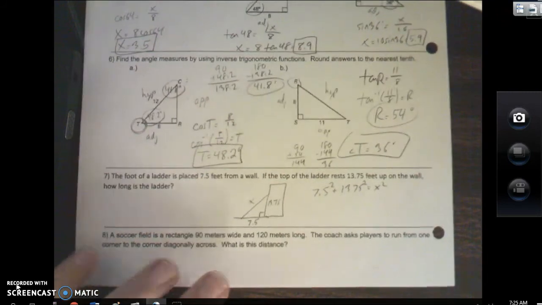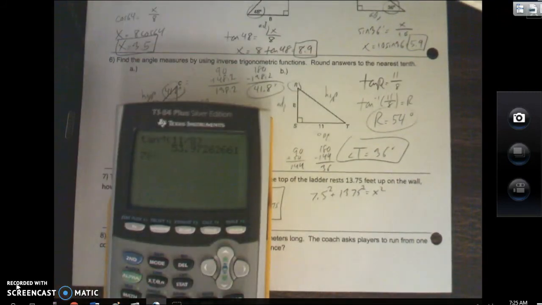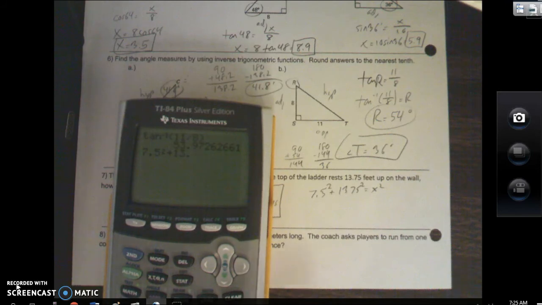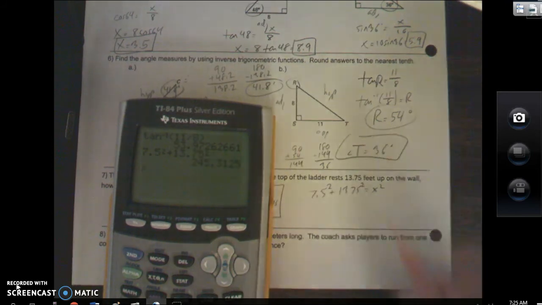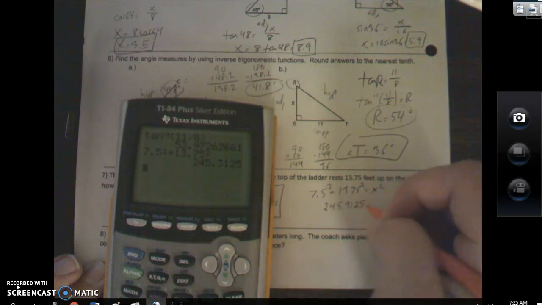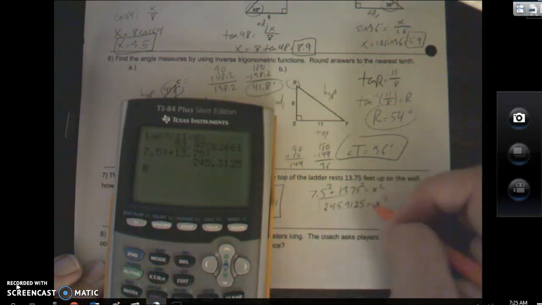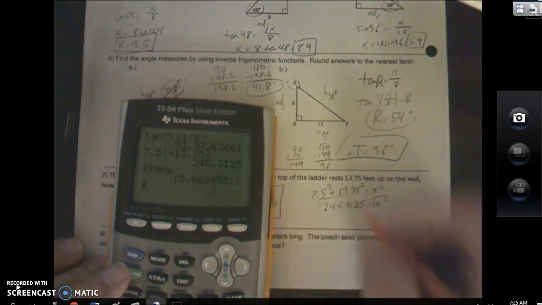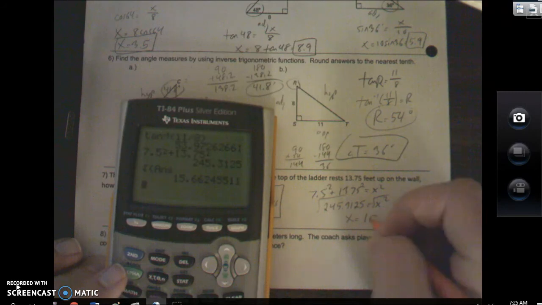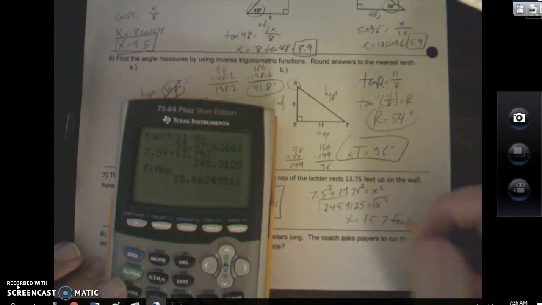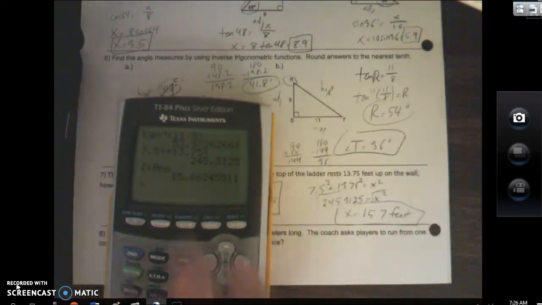Okay, so if I go ahead and take 7.5 squared plus 13.75 squared, I get 245.3125. Square root that. I get x equals 15.66 or 15.7 feet. Try not to round till the very end of your problem.